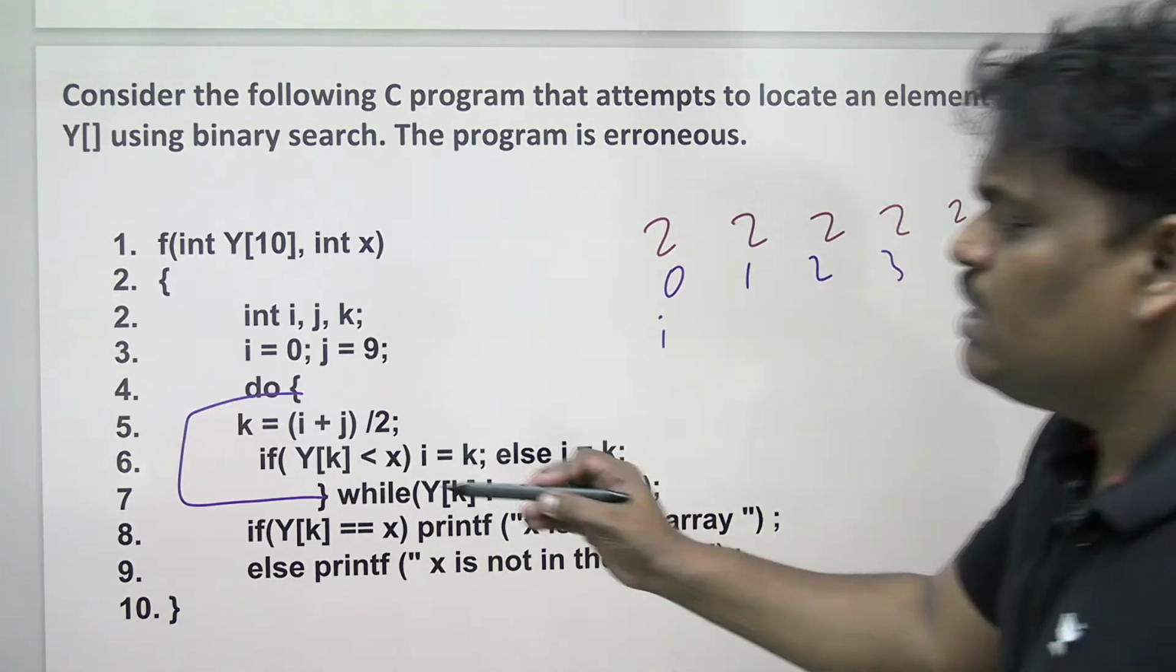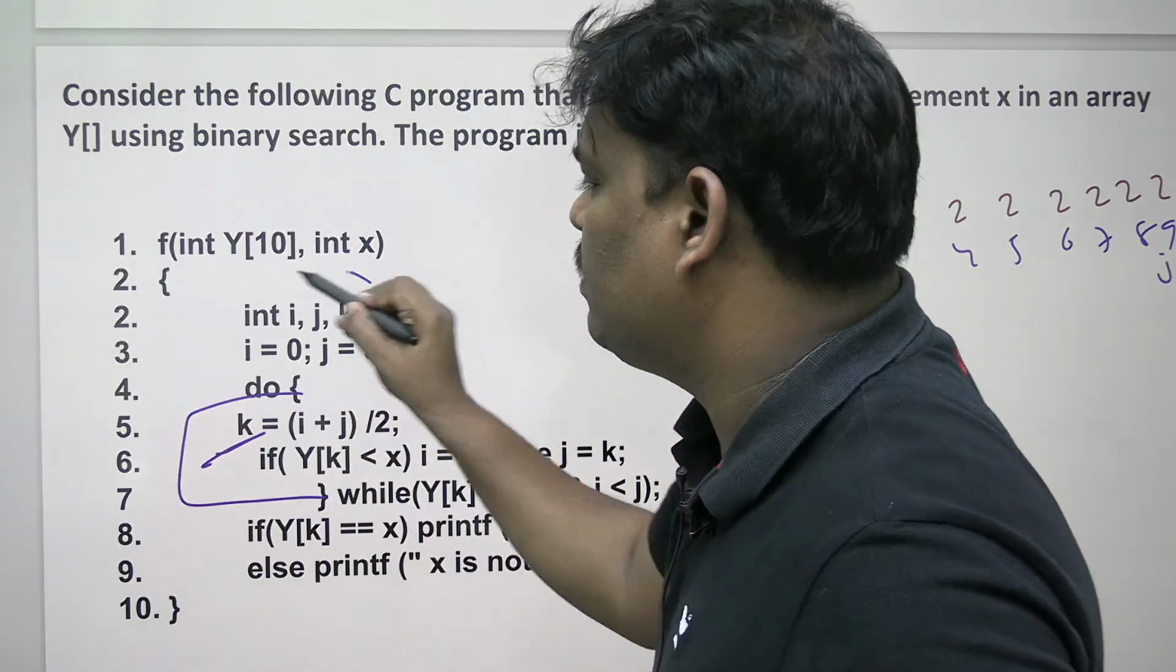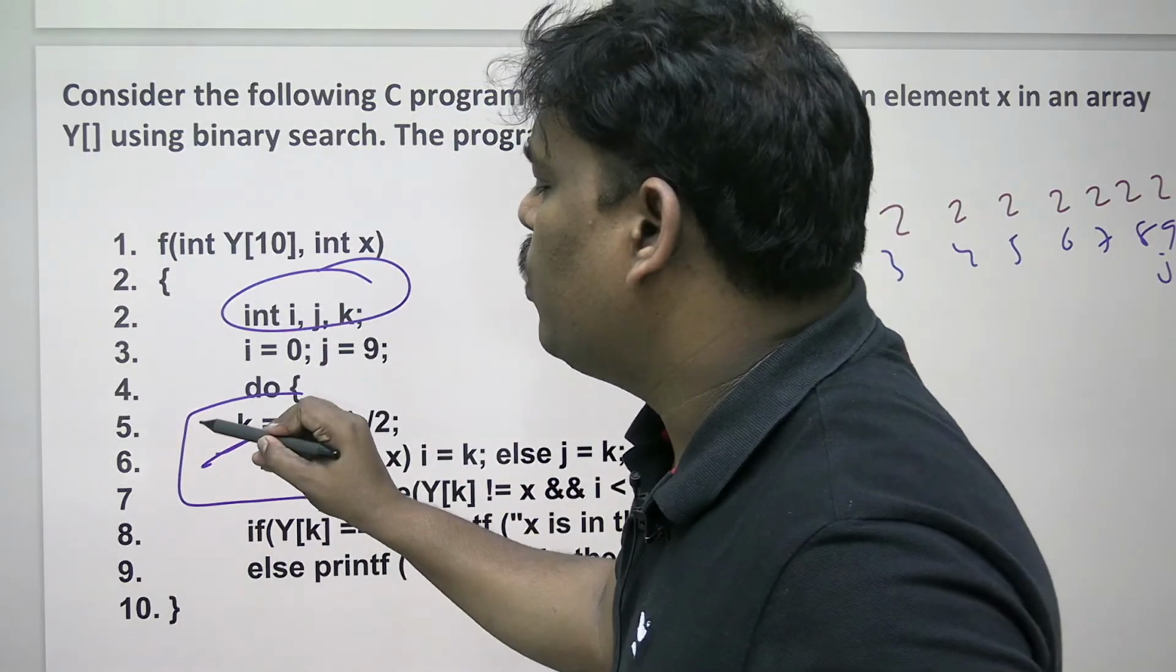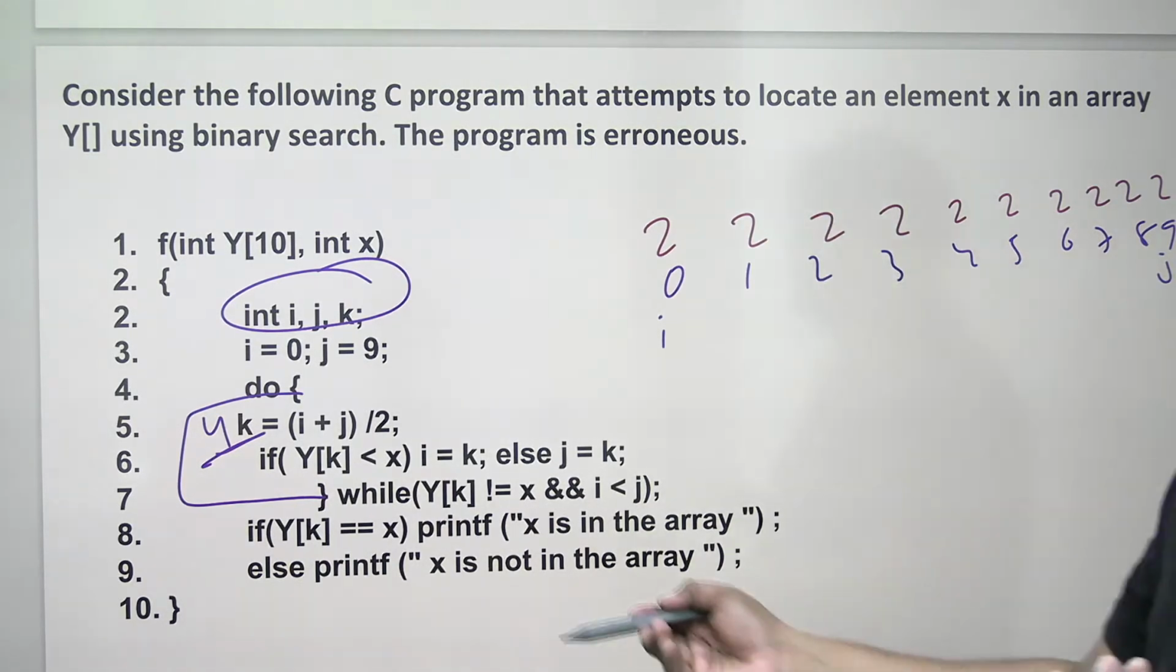And one more thing, to get clarity: floor or ceiling, how do I know? k is an integer. So 4.5 is 4. So the k value is 0 plus 9 by 2, which goes to 4.5, and because k is an integer, 4.5 becomes 4. Now see the next one.